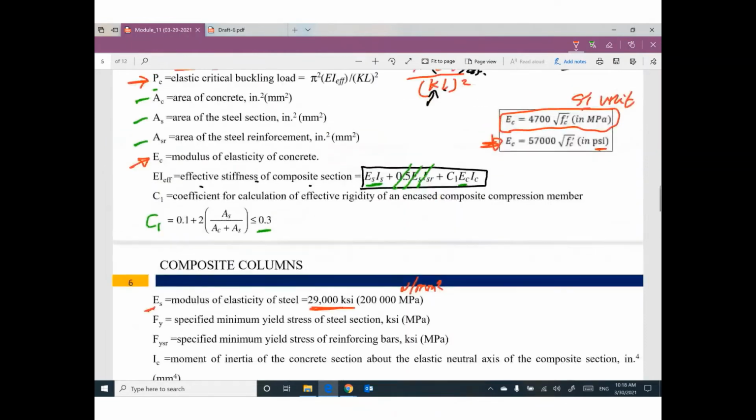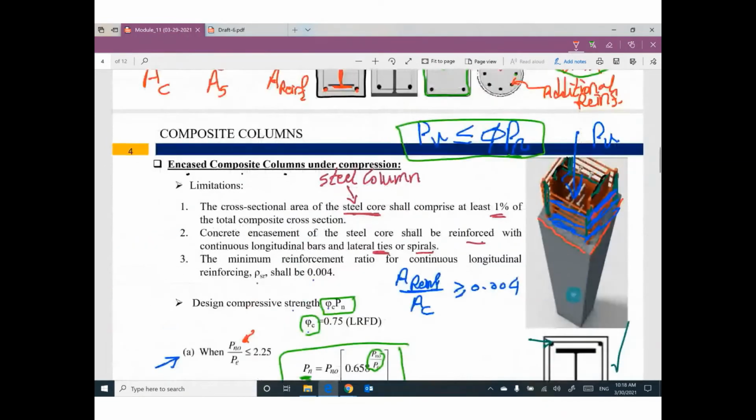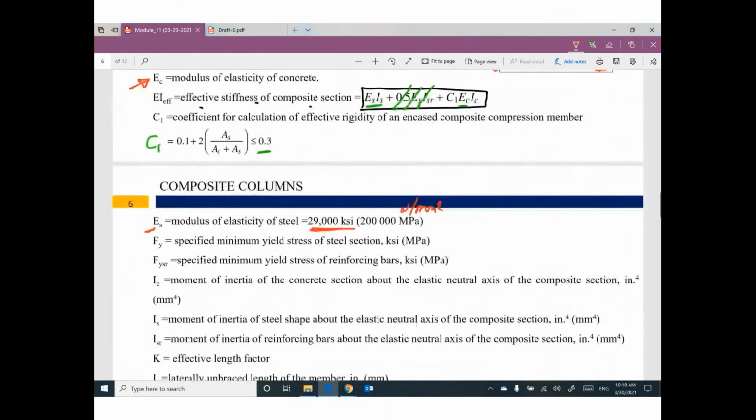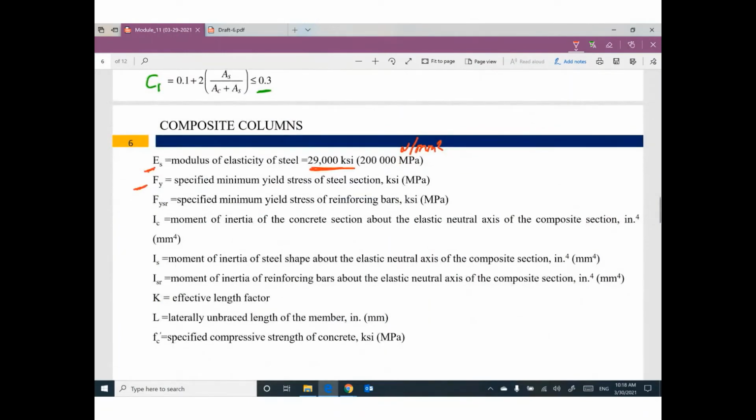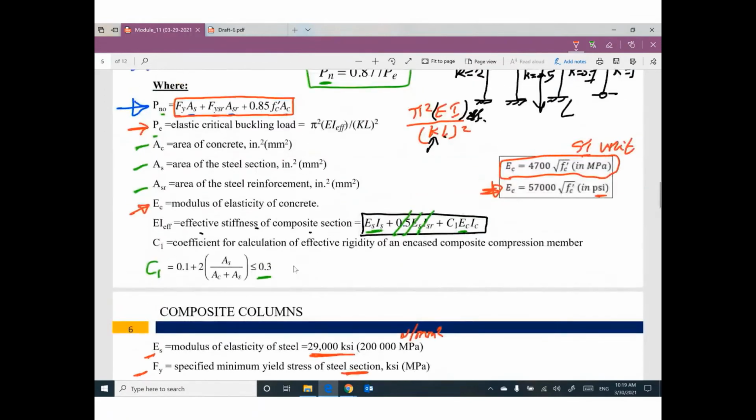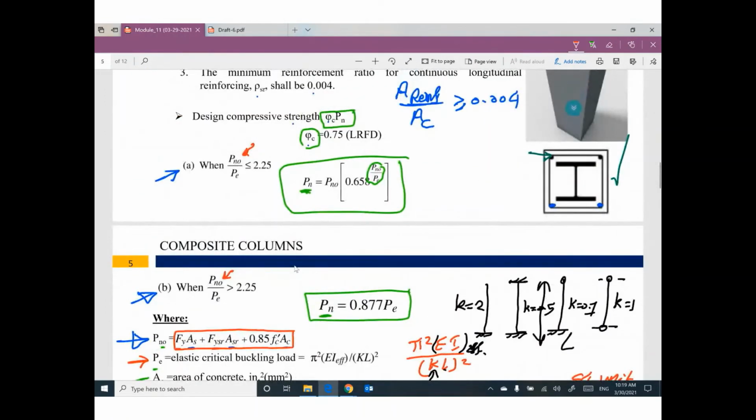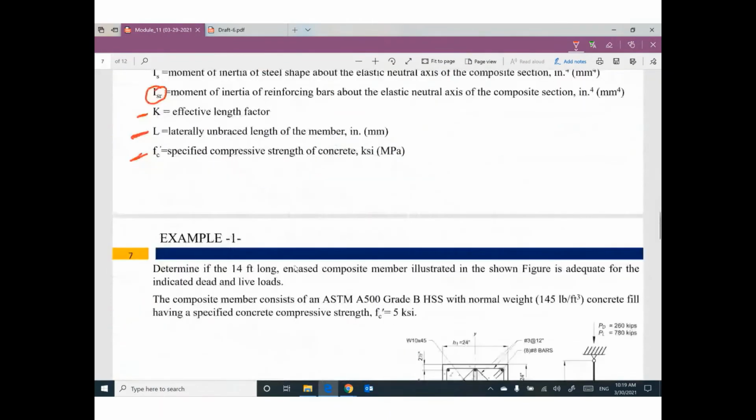Guys, sometimes the yield strength for a steel column is different from the yield stress for reinforcement. So make sure we have F yield for the steel section and F yield of reinforcement for the reinforcing bar. Then I concrete, I steel, I reinforcement; this one can be neglected. K is the effective length factor, L is the length of the column, and F prime C is the compressive strength of concrete. Piece of cake. The design is easy, just follow the rules.